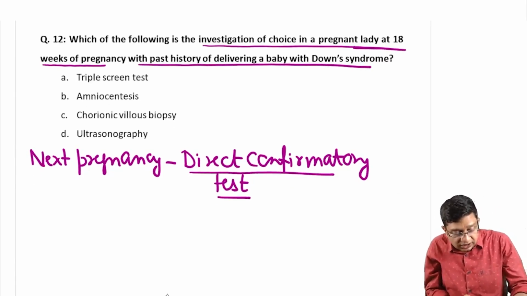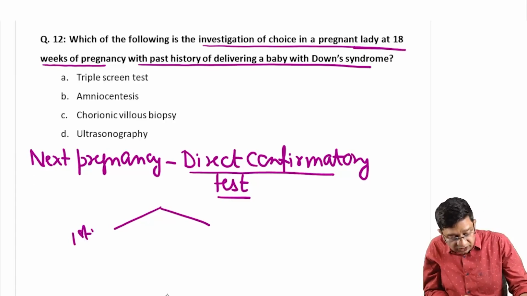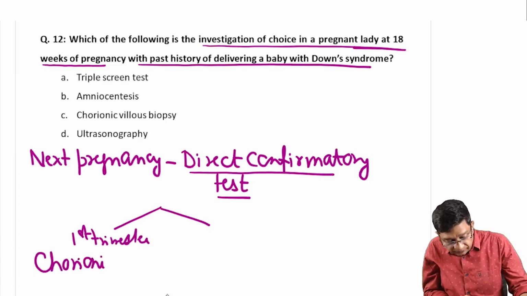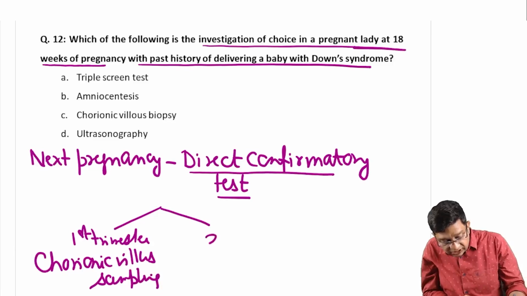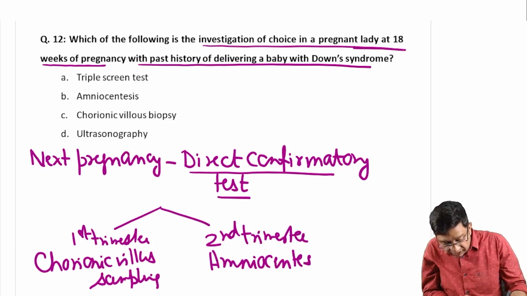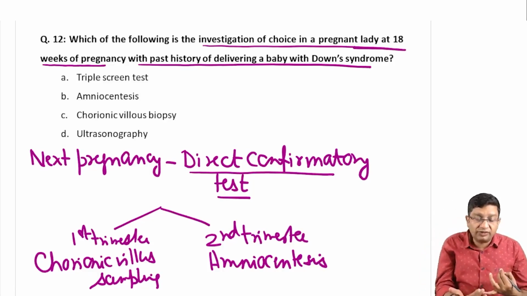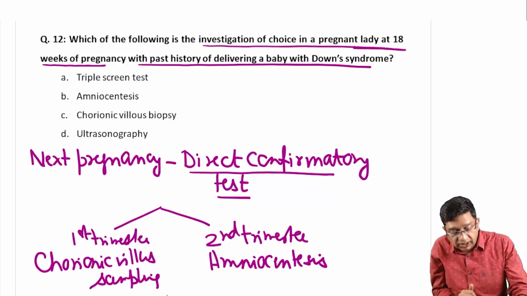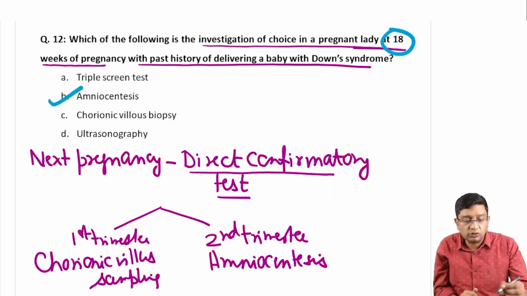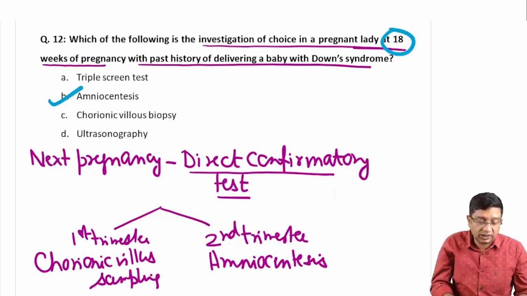The confirmatory test in the first trimester is chorionic villus sampling, and in the second trimester it is amniocentesis, right? So already a child with Down syndrome, you require direct confirmation. It is 18 weeks, second trimester. So your answer should be amniocentesis.